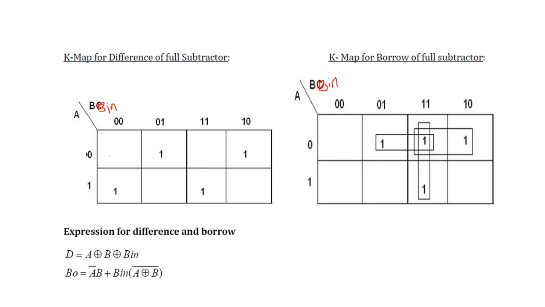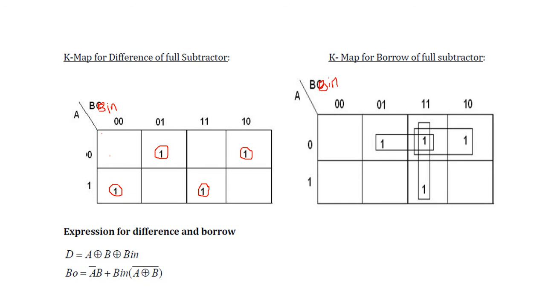full adder circuit, right? So individually I have to group it. For this expression is A bar, B bar, B in. For this one is A bar, B, B in bar. Similarly for this one is A, B bar, B in. So the last one is here A, B, B in. So the expression is here A XOR B XOR B in. So this is the expression for the difference.